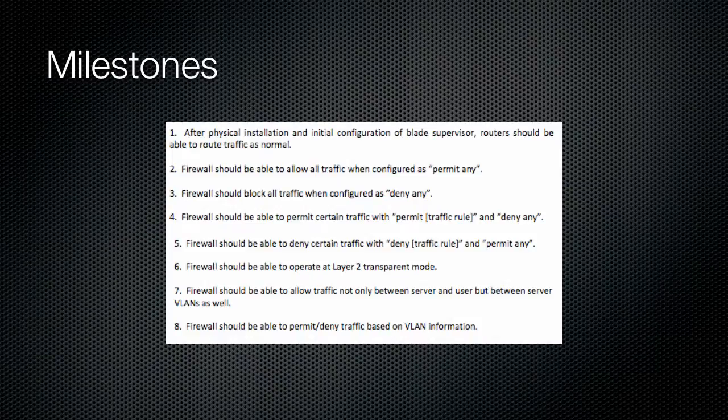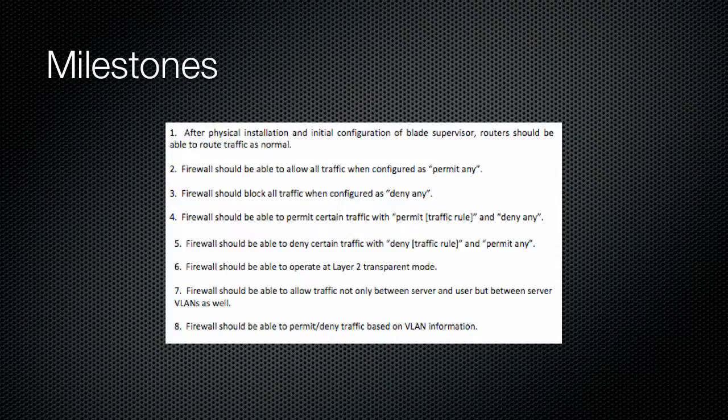These are some of the milestones, basically requirements that the firewall should be able to meet during the testing phase. The first one is that after the installation and configuration of the blade supervisor and the firewall, the routers should be able to route traffic as normal. What this means is that the firewall is sitting at permit all, which basically means that the firewall isn't really doing anything, it's just allowing all traffic. And when we implement that, then it should allow all traffic. There should be no changes and no routing issues.